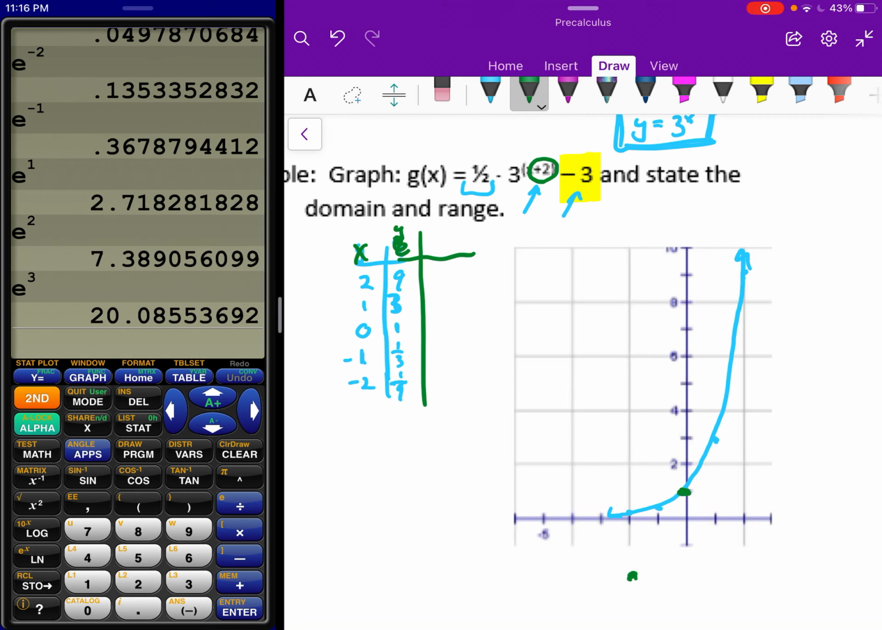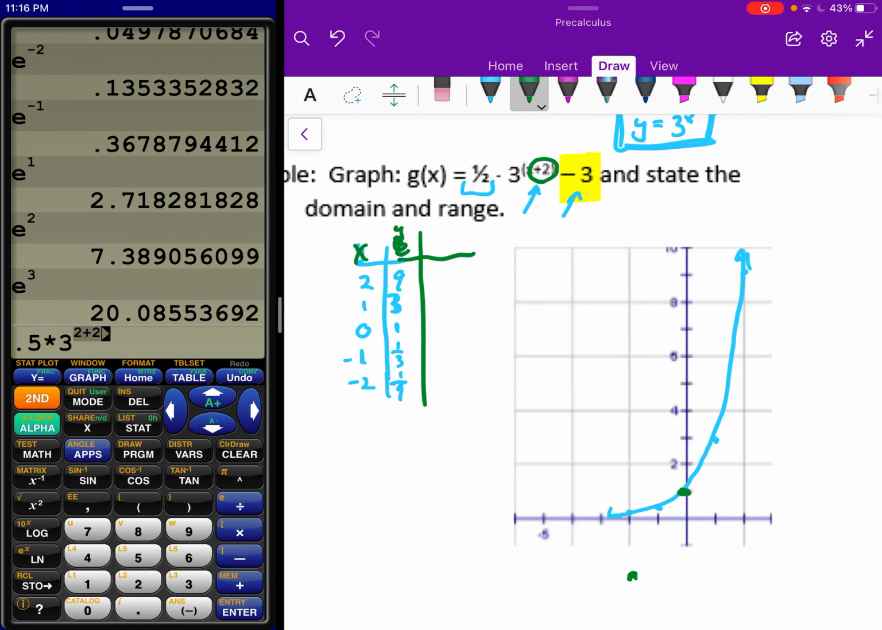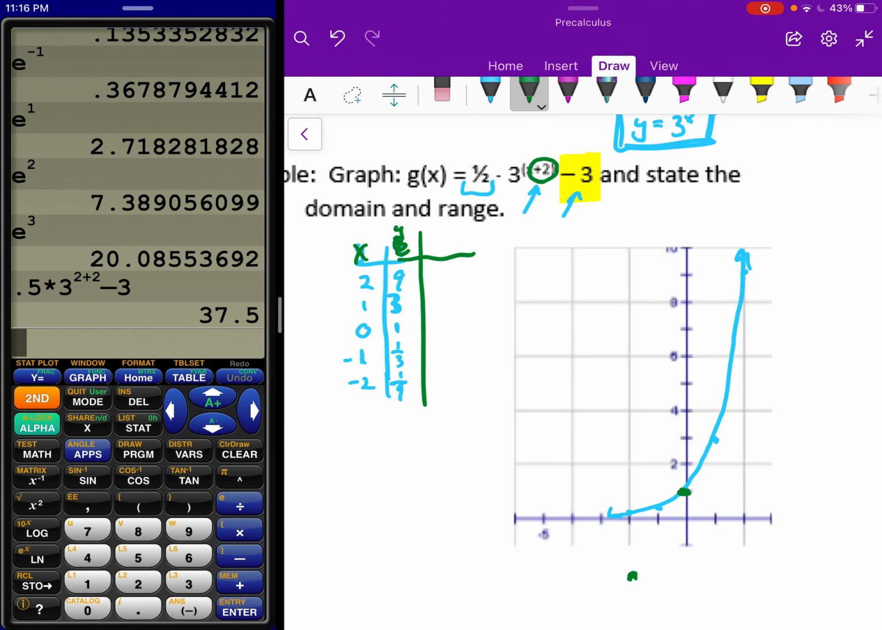So let's go ahead and plug some of these in here to see what happens. So we have 0.5 times 3 to the, let's plug in 2. So 2 plus 2 is, I'll actually just put all the work in here. I know some of it we can just do in our head. So I'm putting in this whole function. That's 37.5. So that is way off our graph. So let's write in here 37.5. And it's large because we added 2 here. So that grows a lot quicker.